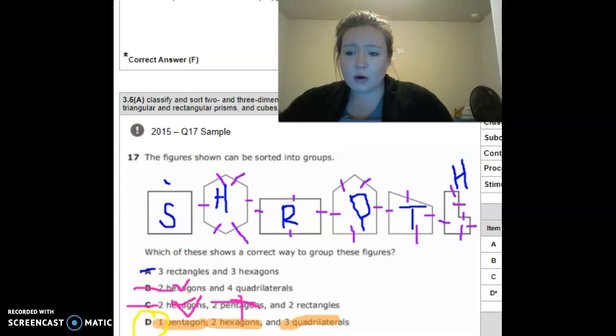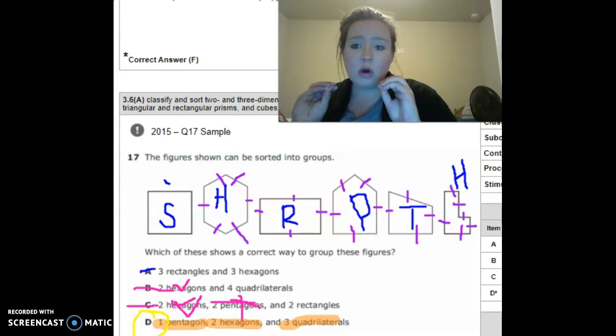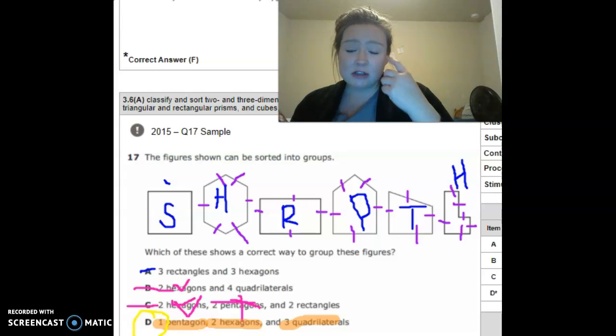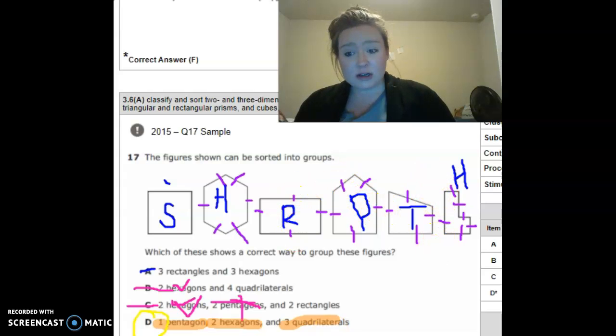So it's really, really important that you guys are just going shape by shape and answer choice by answer choice, because while this is a square, it's also a quadrilateral. But it's also a rectangle. It's a special rectangle. While this is a rectangle, it's a quadrilateral. While this is a trapezoid, it's also a quadrilateral. So it didn't give you 1 square, 2 hexagons, 1 rectangle, 1 pentagon, 1 trapezoid. You have to make the connection between the shapes and the different attributes of each shape, okay?